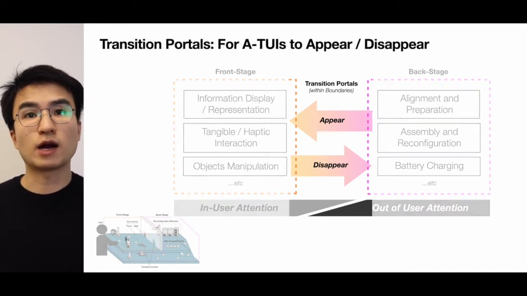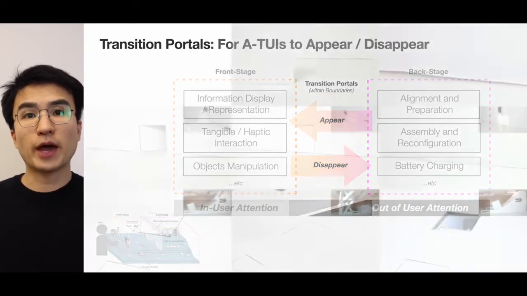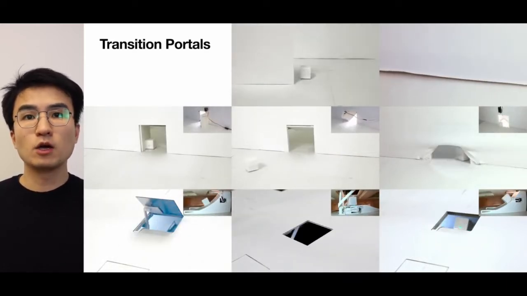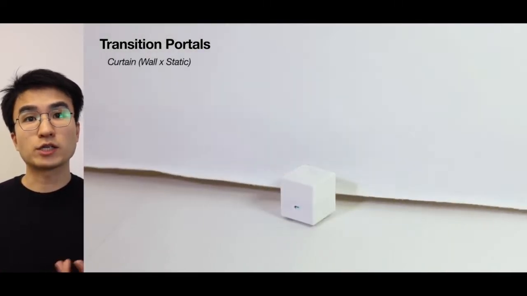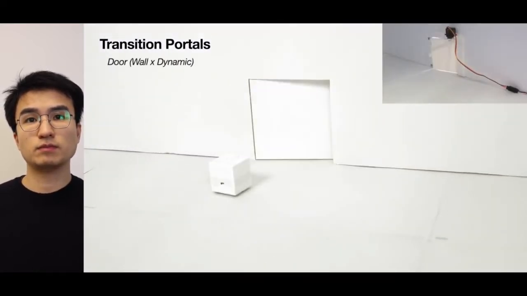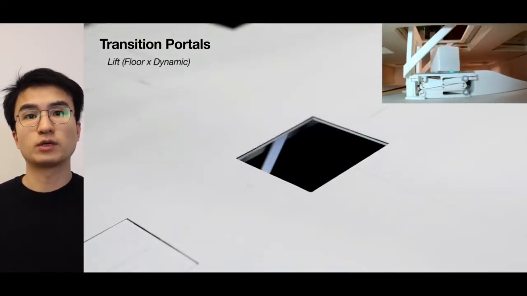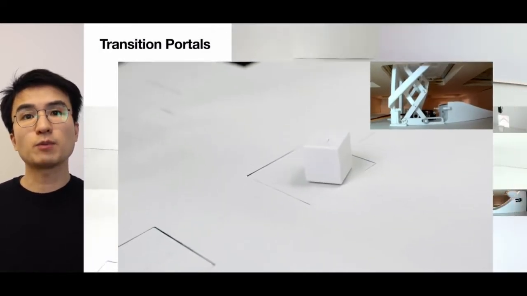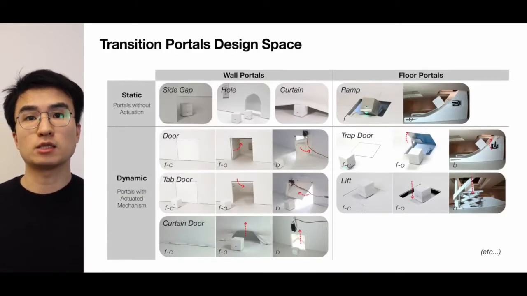Firstly, the transition portals are the essential element in the design of Appearables. They are basically pathways for the robotic hardware to transit between front and back stages. We have prototyped a variety of portal designs, such as this curtain, or actuated doors, or even a lift for the robots to appear from the floor. In our paper, we categorize the portals into a four-quadrant design space, where each of them can be utilized depending on the use cases and applications.